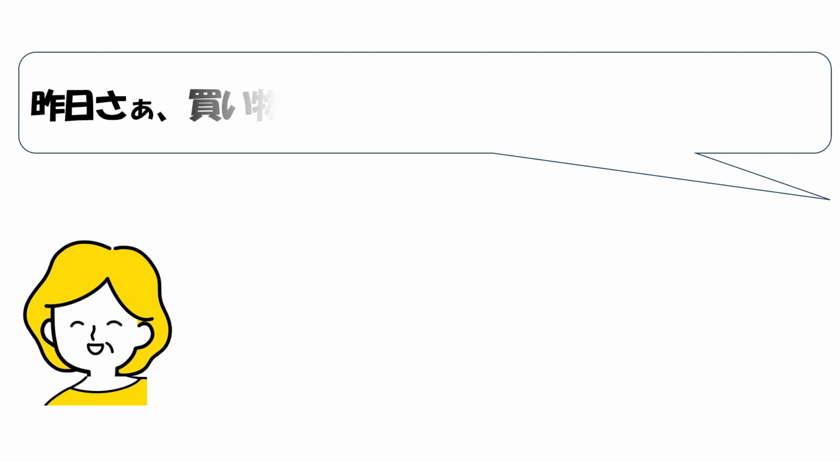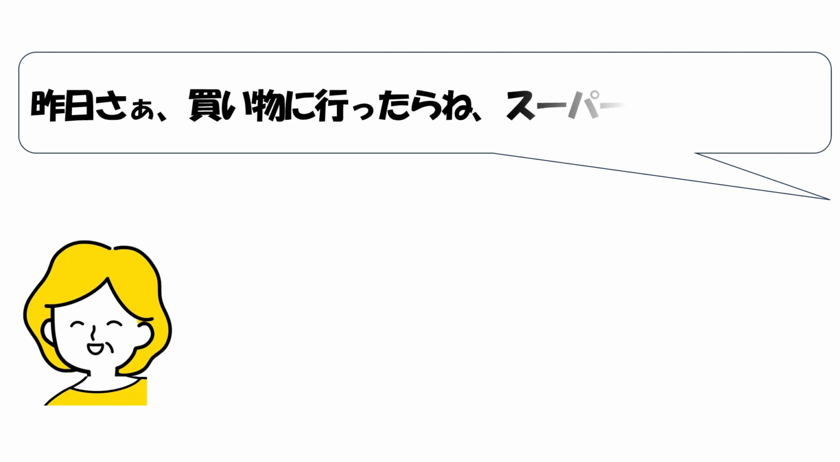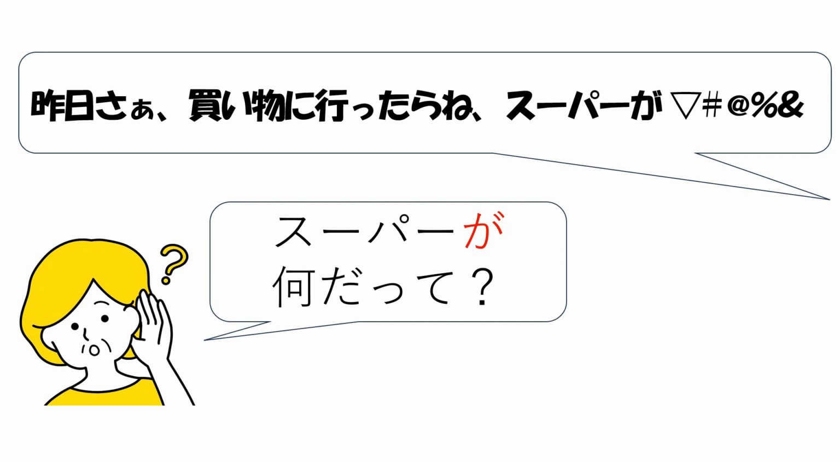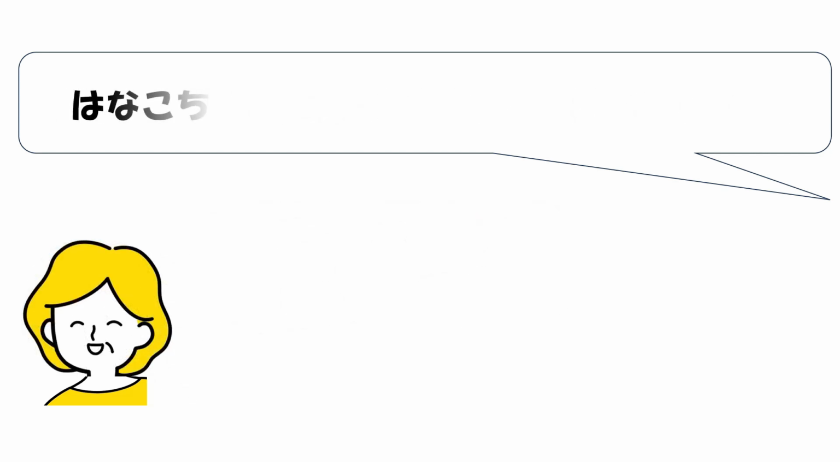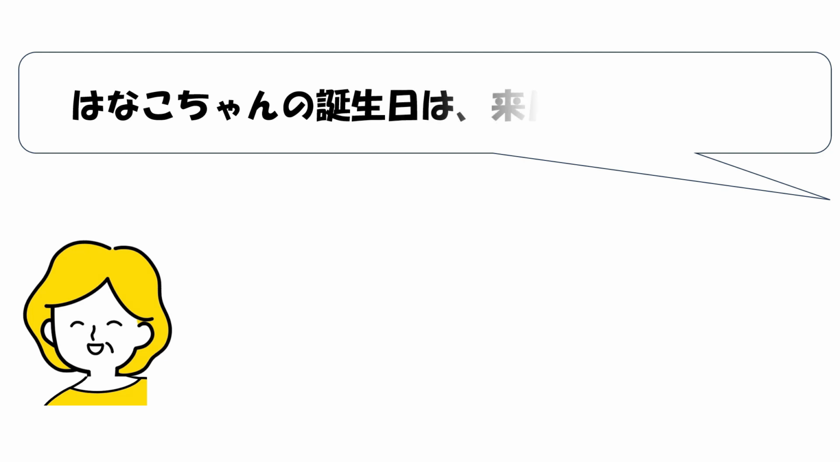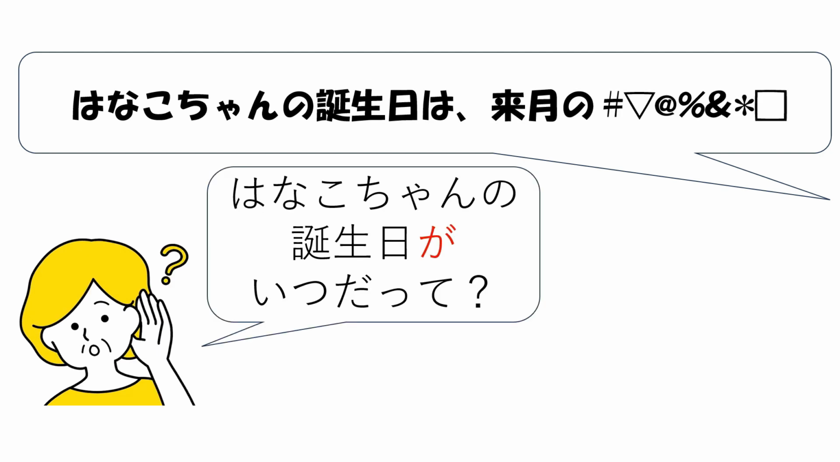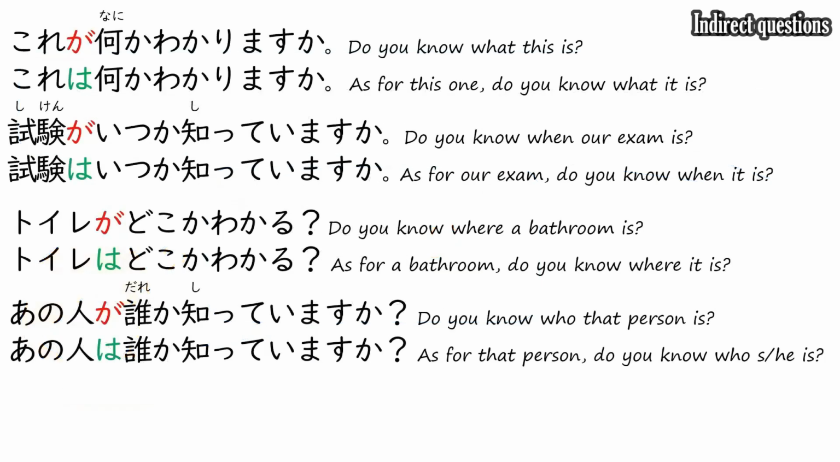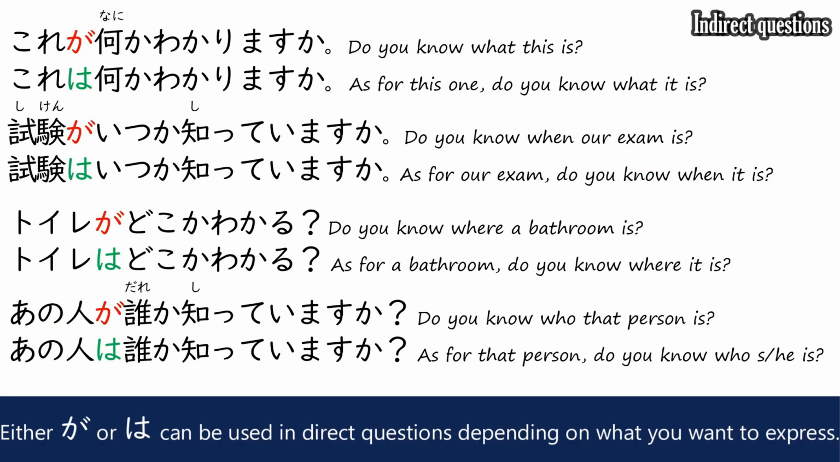昨日さ、買い物に行ったらね、スーパーがなんだって？花子ちゃんの誕生日は来月の。花子ちゃんの誕生日がいつだって？Either ga or wa can be used depending on what you want to express.